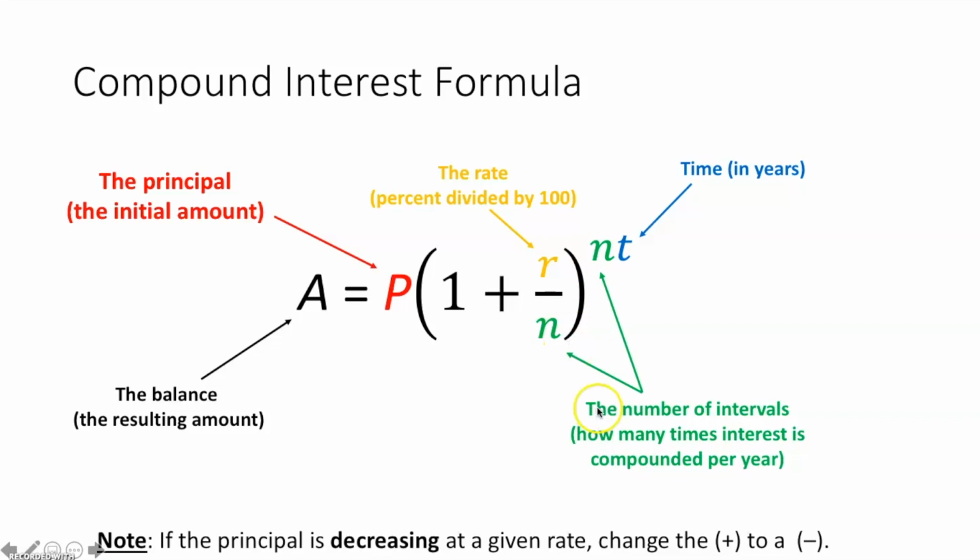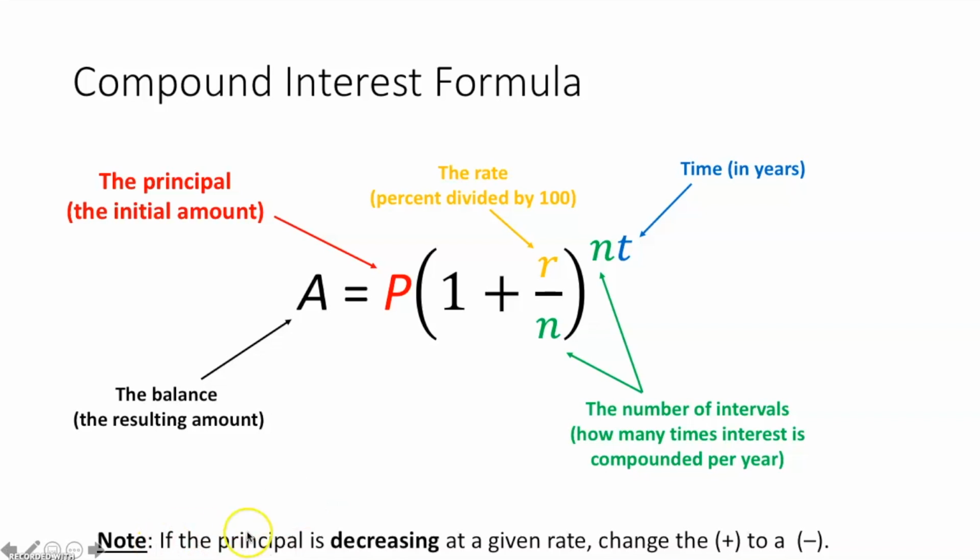Now your n is going to be the number of intervals, how many times the interest is compounded per year. So in a problem, it could say your interest is compounded annually, which means once a year, which means your n is just going to be 1. It could say biannually, which means your interest is compounded 2 times per year, or quarterly, which means it's compounded 4 times per year. In that case, you would put 4 for your n. If it was biannually, you would put 2. If it's annually, you put 1. So that's what n is. T, time in years, that's easy. Just plug in however many years, you plug that in for T.